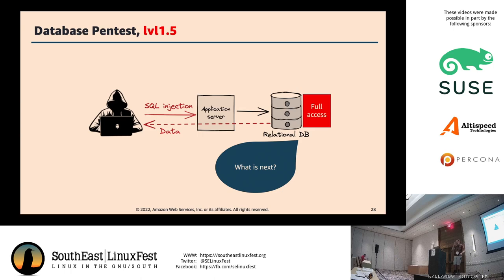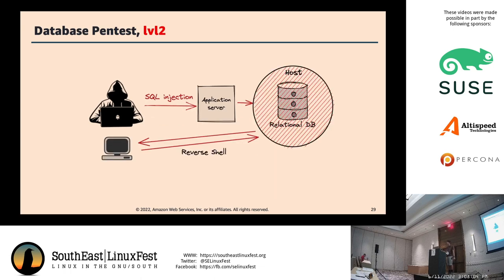Exactly. The next thing that an attacker will do is to try to get to the OS, to the host itself. Right? And then to get to the host, the attacker will probably use so-called reverse shell. The reverse shell is the ability to connect from the host back to the attacker and get the control over the host itself. And I will show you a couple of things here.